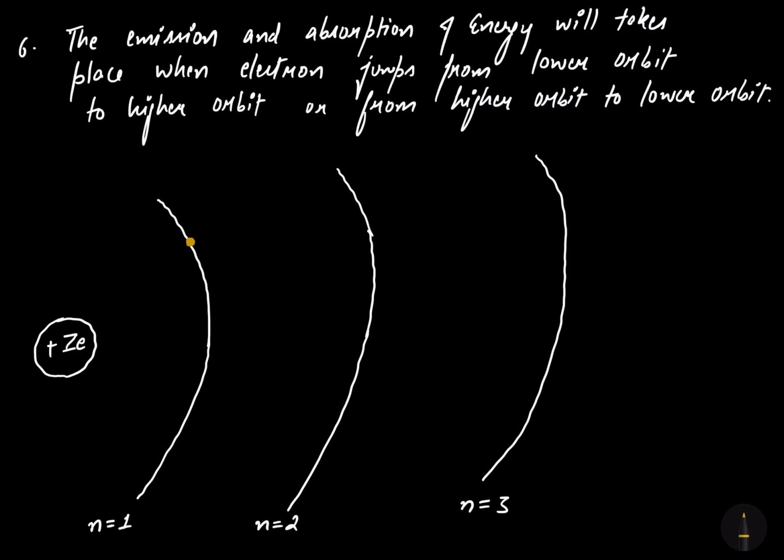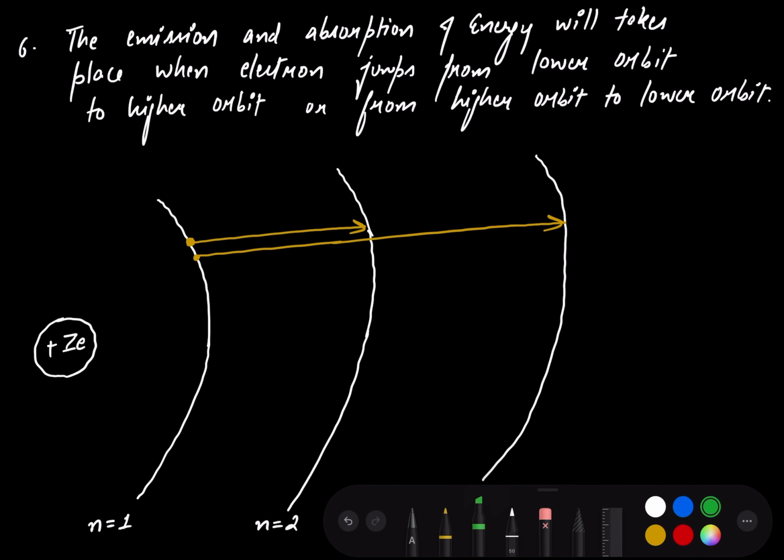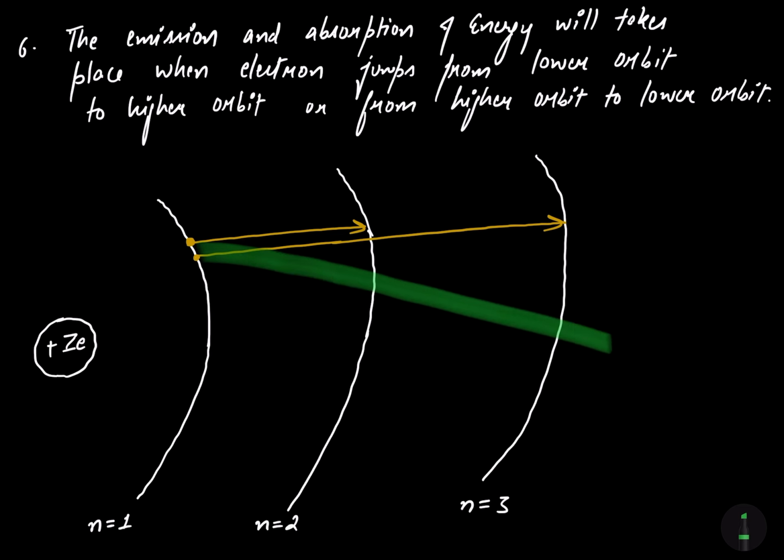When the electron jumps from the first orbit to the next orbit, that is from first to second, or first to third, or first to fourth, or first to fifth, or first to infinity, the electron will absorb energy from the surroundings. When the electron jumps from a lower orbit to a higher orbit, the electron will absorb energy from the surrounding.